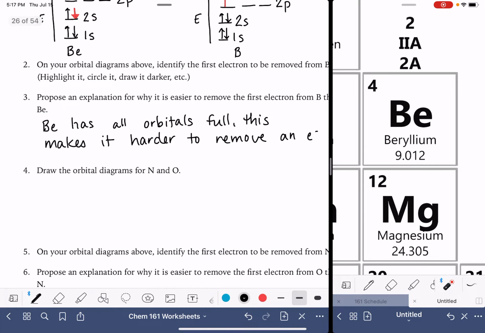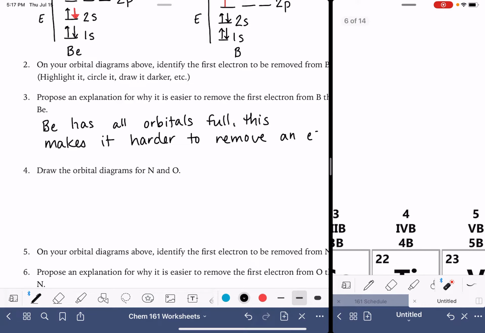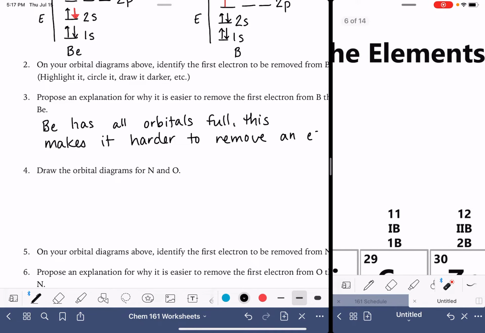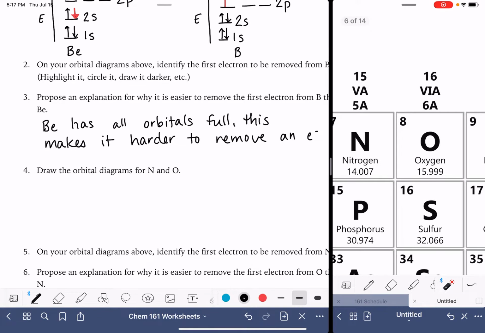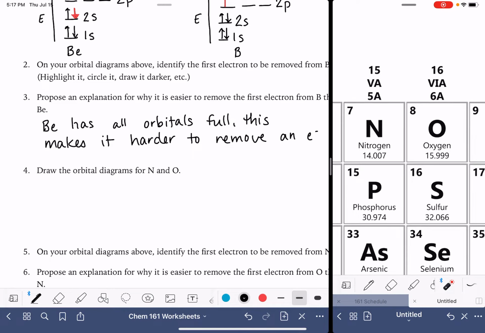Similar thing we're going to look at next for nitrogen and oxygen. So let's move over on the periodic table. We'll find nitrogen and oxygen. One has 7 electrons and the other has 8.